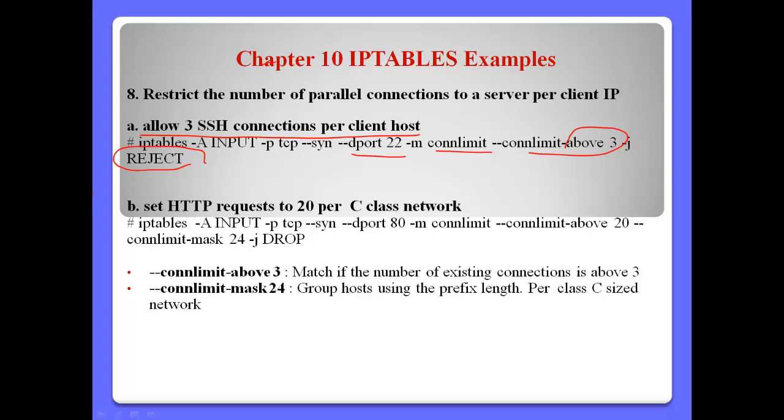Number B, set HTTP requests to 20 for a C-class network. In this case, destination port to the web server and the connection limit above 20 will be dropped, especially this one, 24. 24 means the connection limit mask 24. So in this case, the group host. So if one C-class network tries to access the web server, but the connections are over 20, in this case it will be dropped.